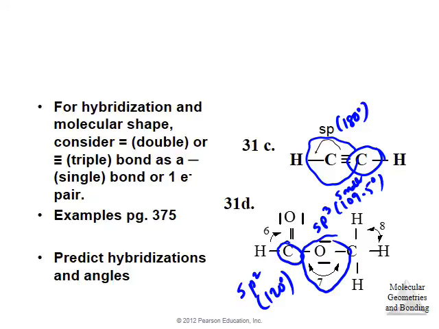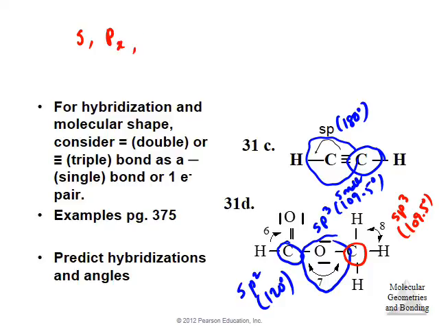Now the last one, let me show you with a different color. That carbon has 4 pairs of electrons. All 4 pairs are bonded, and here you'd have sp3 hybridization, because for each electron pair I need one hybrid orbital. sp3 would give me 4 hybrid orbitals, and it goes with 109.5 degrees.